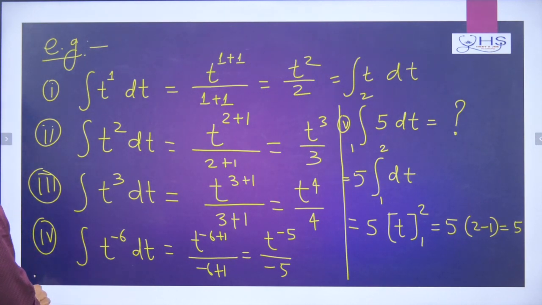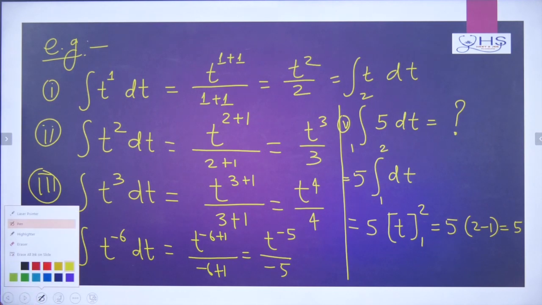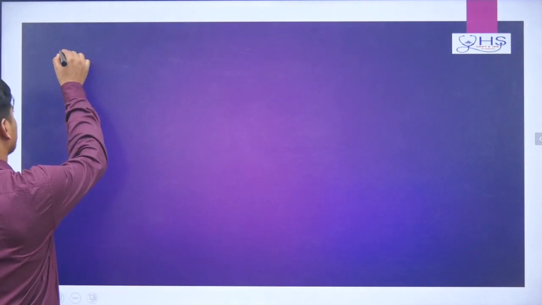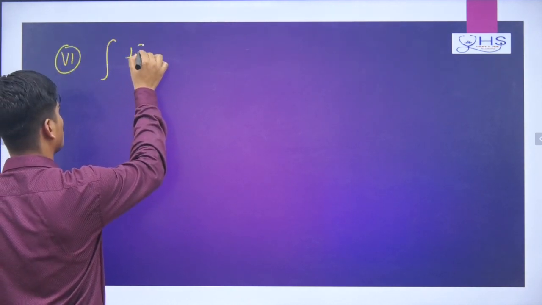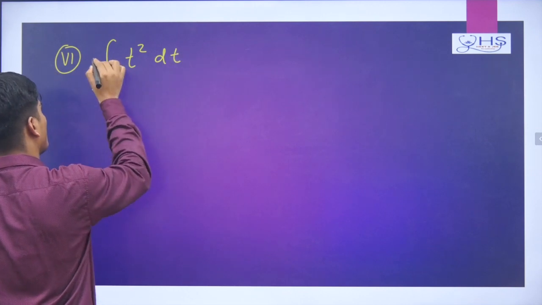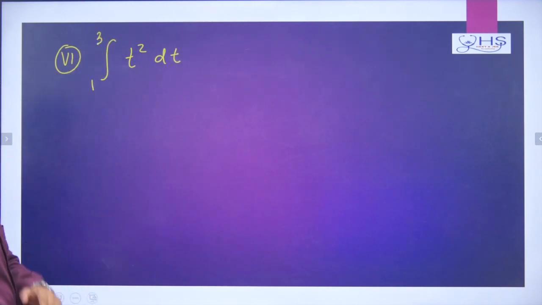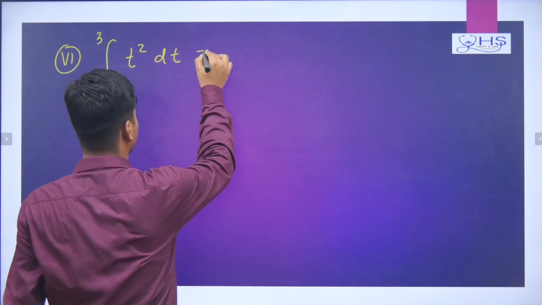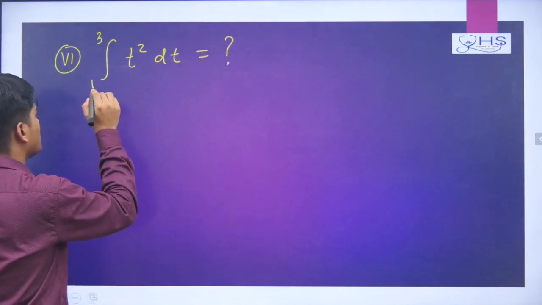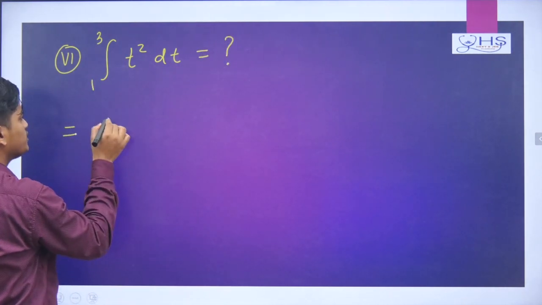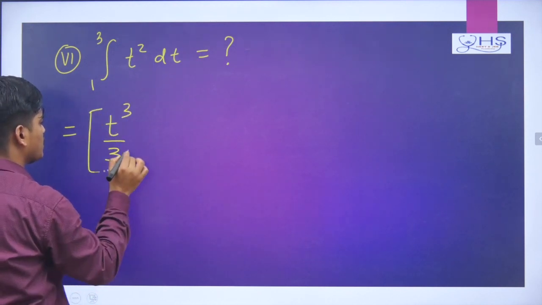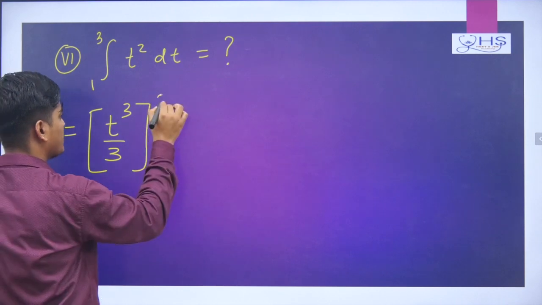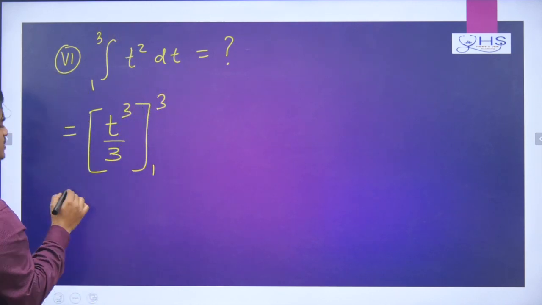Okay. Now next see here some other formula. Suppose example six: integration of t square dt I have to find from 1 to 3. So this one I need to find. Suppose you are asked to find this one. So what will we do here? First of all, the integration of t square is t cube by 3. Now give a square bracket, then 1, 3. So 3 is the upper limit, 1 is the lower limit.